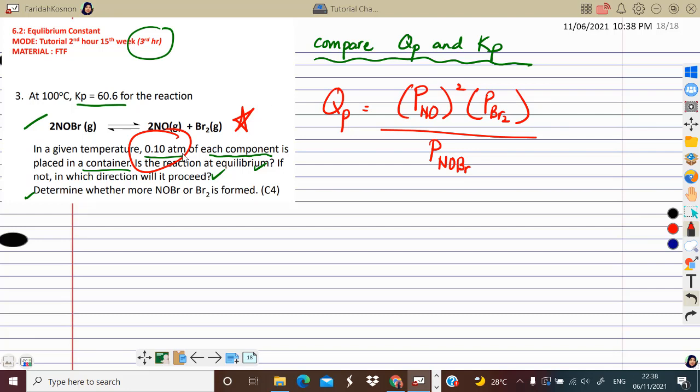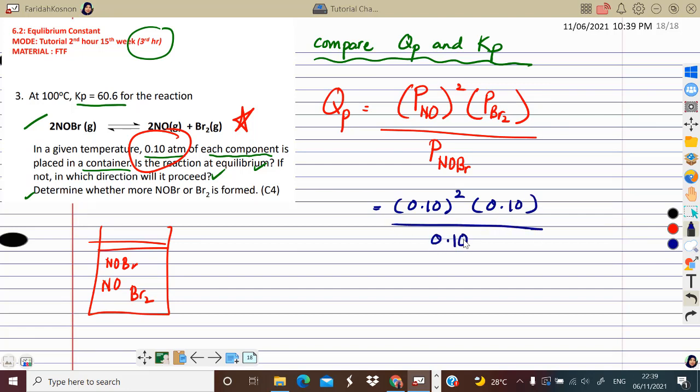Jadi sekarang nilai partial pressure setiap spesies dalam sistem itu, sebab dalam bekas ini sekarang ni dah ada semua tu, NOBr ada, NO gas ada, bromin gas pun ada. Cuma kita nak tentukan sekarang sistem dah mencapai keseimbangan ke tidak. Okey. Jadi kita terus gantikan dengan partial pressure given. Okay. Jadi tak ada susah dah kejawab. So terus masukkan. So this one is 0.10 power of 2 times 0.10 divide by 0.10. So tekan calculator, you kira, suppose you akan dapat, you nampak kat sini, you akan dapat.